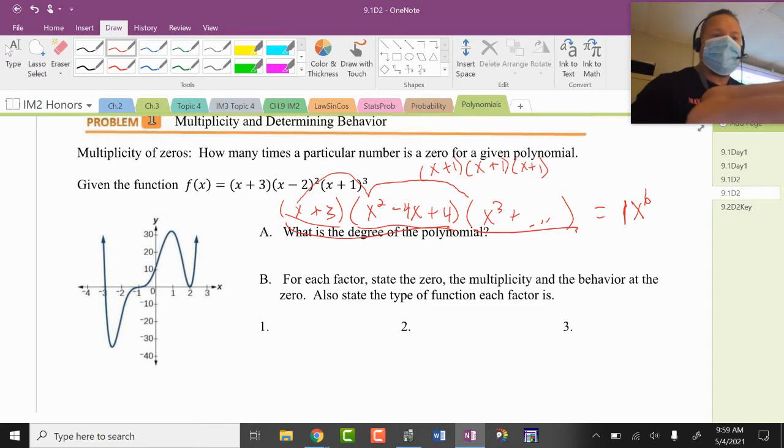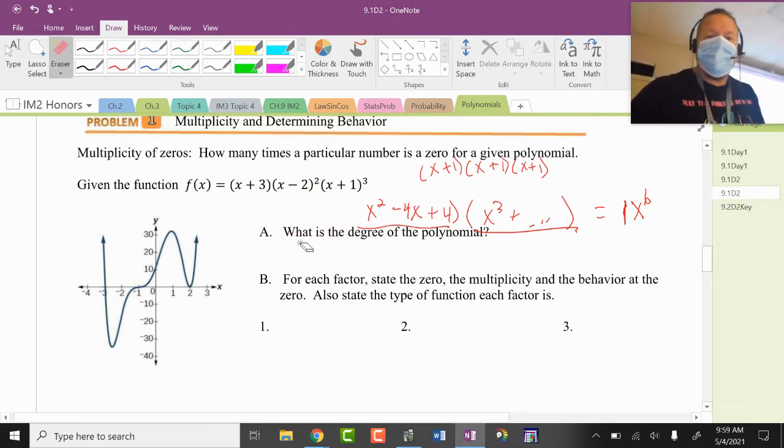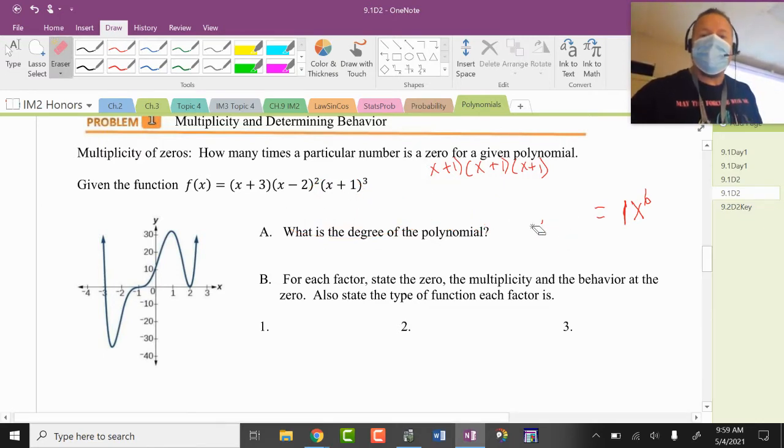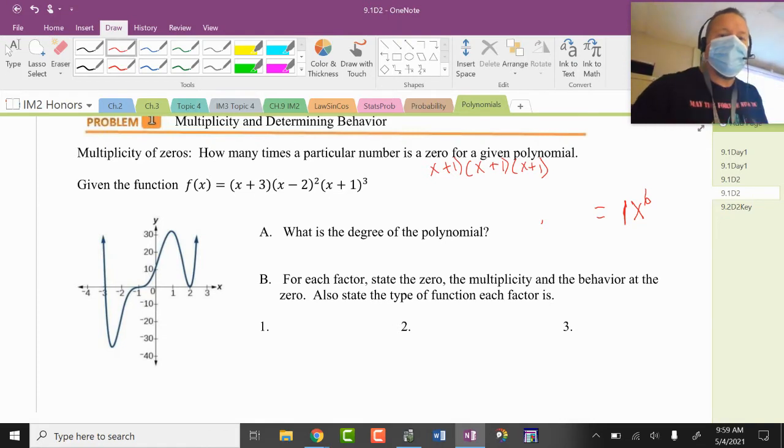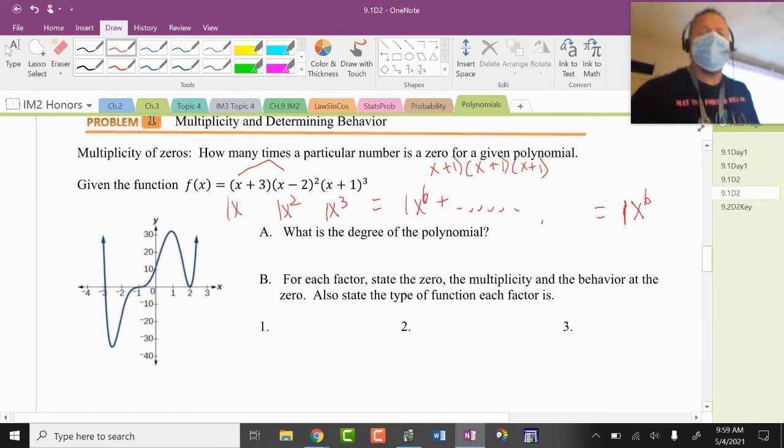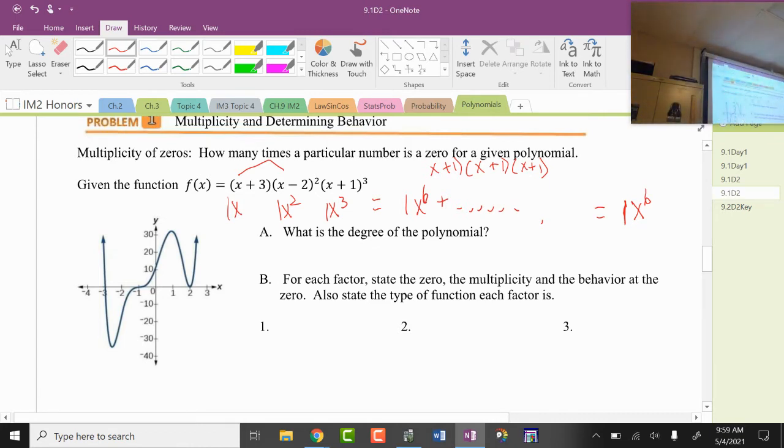So ultimately, this is what you do. You would eventually have an x times an x squared times an x cubed, and they all have 1 in front of them. So ultimately, this would end up being 1x to the sixth. There'd be a whole bunch of other stuff lower in degree, but the leading degree dictates what kind of picture you're going to have here.